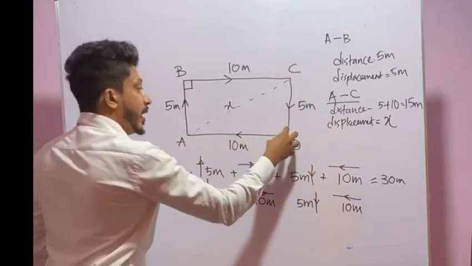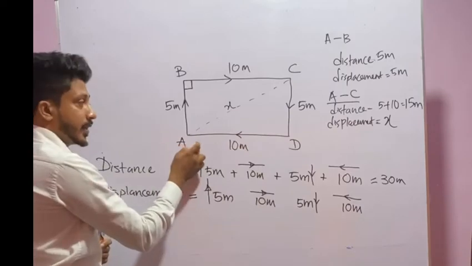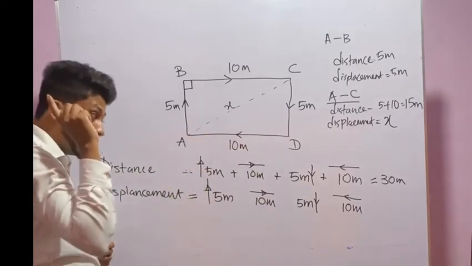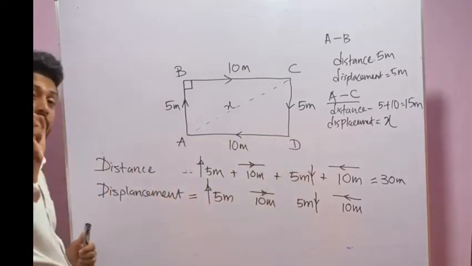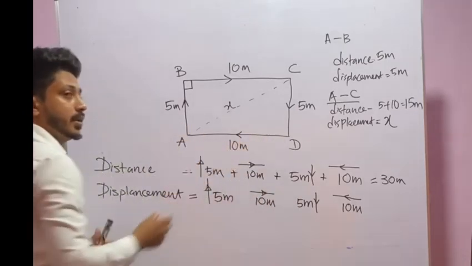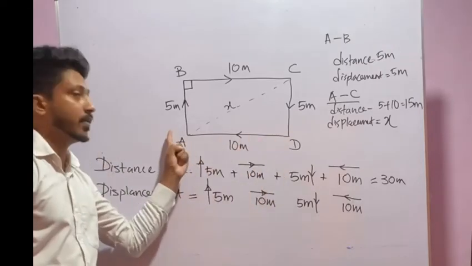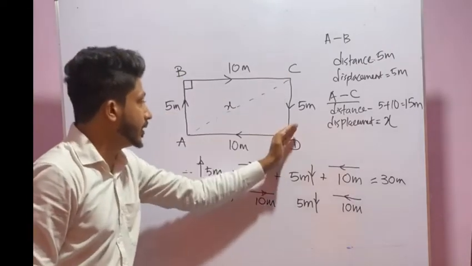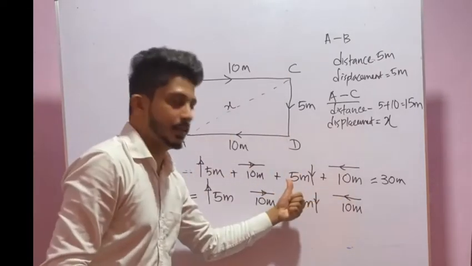Because of that, if I consider only A to D, his start position will be D, his end position will be A. The straight line between these two is 10 meters. What is the direction? This one. Because he has traveled like this. That is why the direction is this. Okay.